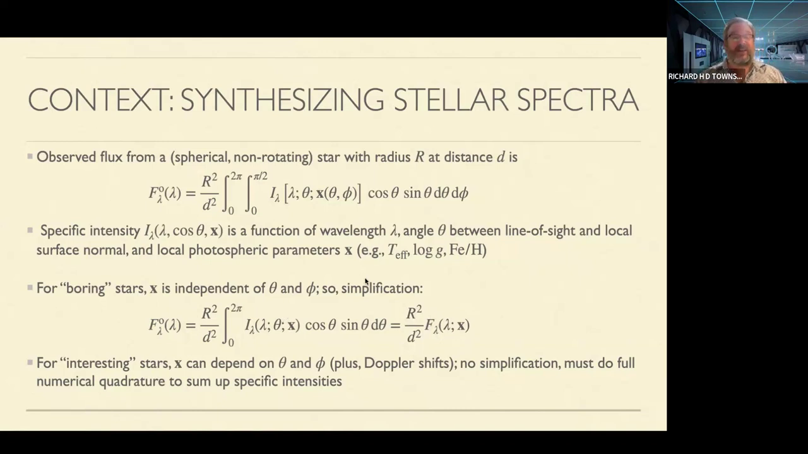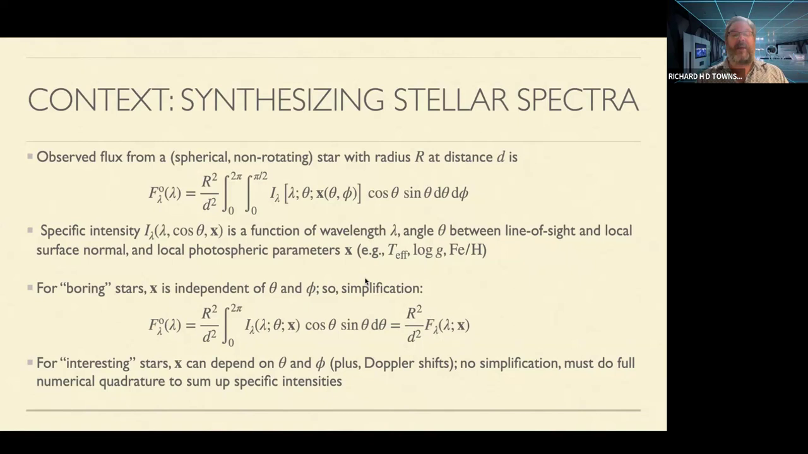So that's boring stars. For interesting stars, the photospheric parameters can depend on where you are on the stellar surface. This might be due to temperature spots. It might be due to abundance inhomogeneities. Also, if the star's rotating and there are Doppler shifts, those Doppler shifts will depend on where you are on the surface.